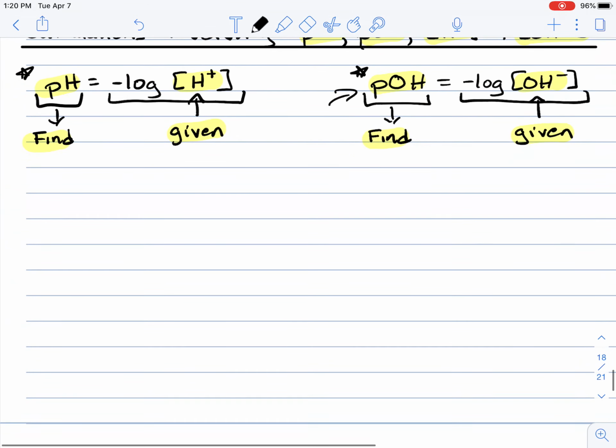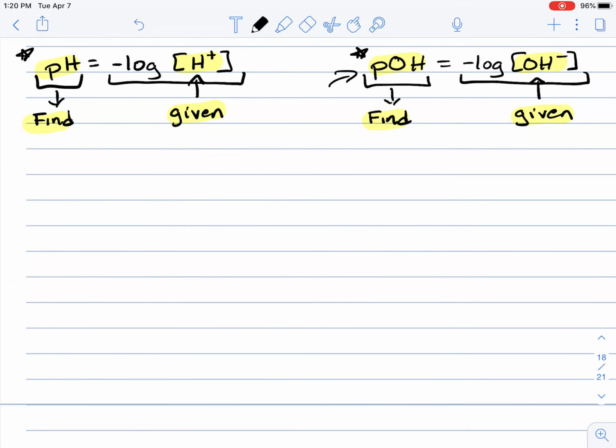I'm going to rewrite that. The concentration of H plus is equal to base 10 to the negative pH. This is the location where the pH is like an exponent, so it's 10 to the negative whatever power. We're going to use this equation if we want to find the concentration of hydrogen ion if we're given the pH.